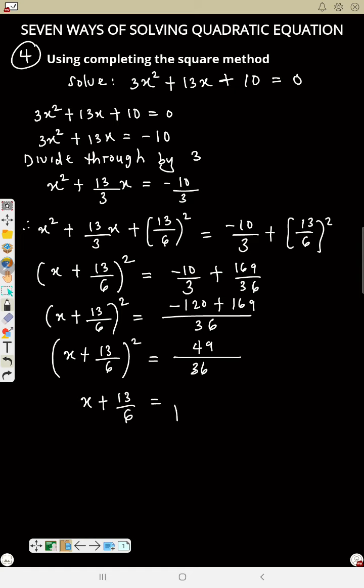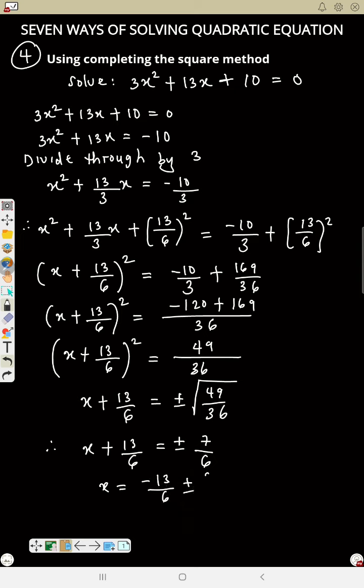s plus 13 over 6 equals plus or minus square root of 49 over 36. Therefore, s plus 13 over 6 equals plus or minus 7 over 6. Square root of 49 is 7. Square root of 36 is 6. So s equals minus 13 over 6 plus or minus 7 over 6. So the LCM: s equals minus 13 plus 7 over 6, or s equals minus 13 minus 7 over 6.